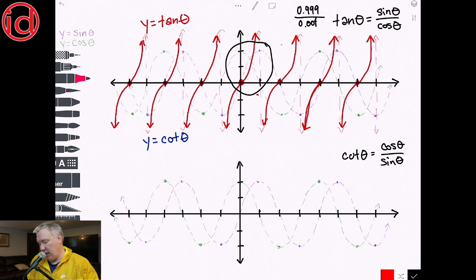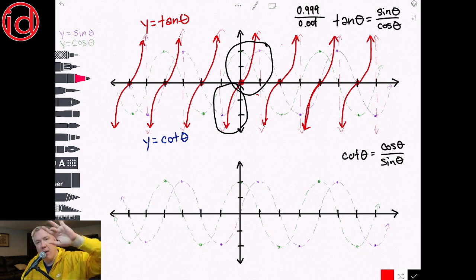If we look at this section over here, the value of sine is negative, but the value of cosine is positive. And when you have a negative divided by a positive, that results in a negative number. So the same pattern is happening. The numbers are getting bigger and bigger and bigger, just like on the other side. But the direction is different. Instead of them getting larger in value positively, they're getting larger in value negatively. So there you go. There's the tangent graph.